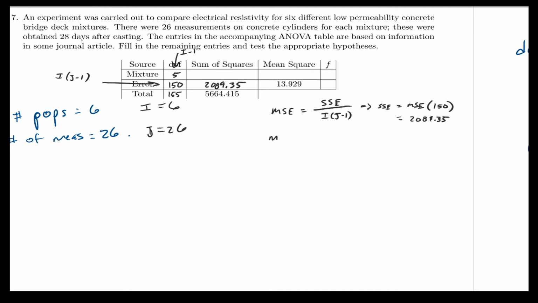And so SSTR plus SSE equals SST, which I already know, so I can get SSTR as SST minus SSE. So 5664.415 minus 2089.35. And SSTR is 3575.065.